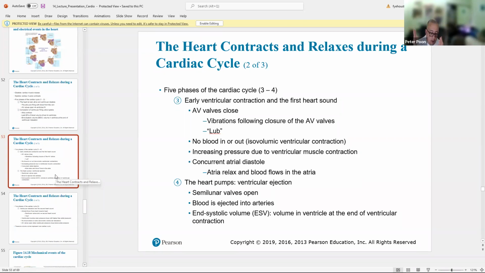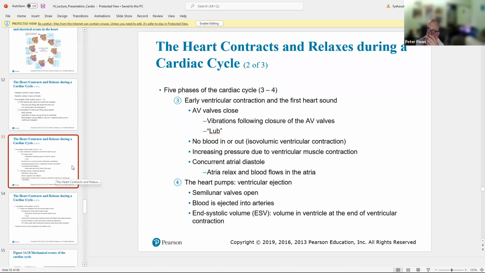All right. So the next thing, the AV valves shut. When these AV valves shut, they make a sound. That sound is the lub sound. Now that the valve is shut, there is no more blood going into the ventricle.